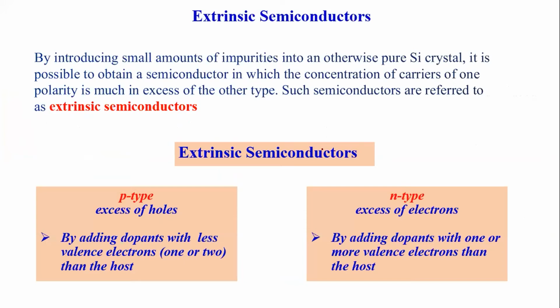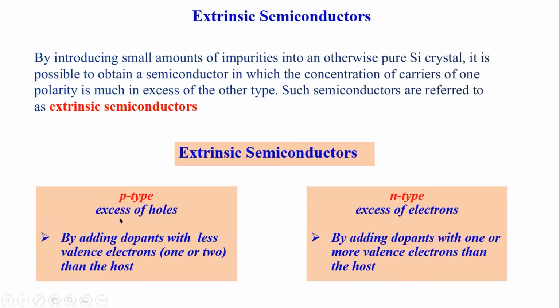When I add impurities to the silicon and make one polarity much greater than the other, say, for example, I need a positive polarity, an excess of holes to be present in the silicon, this type is called P type.